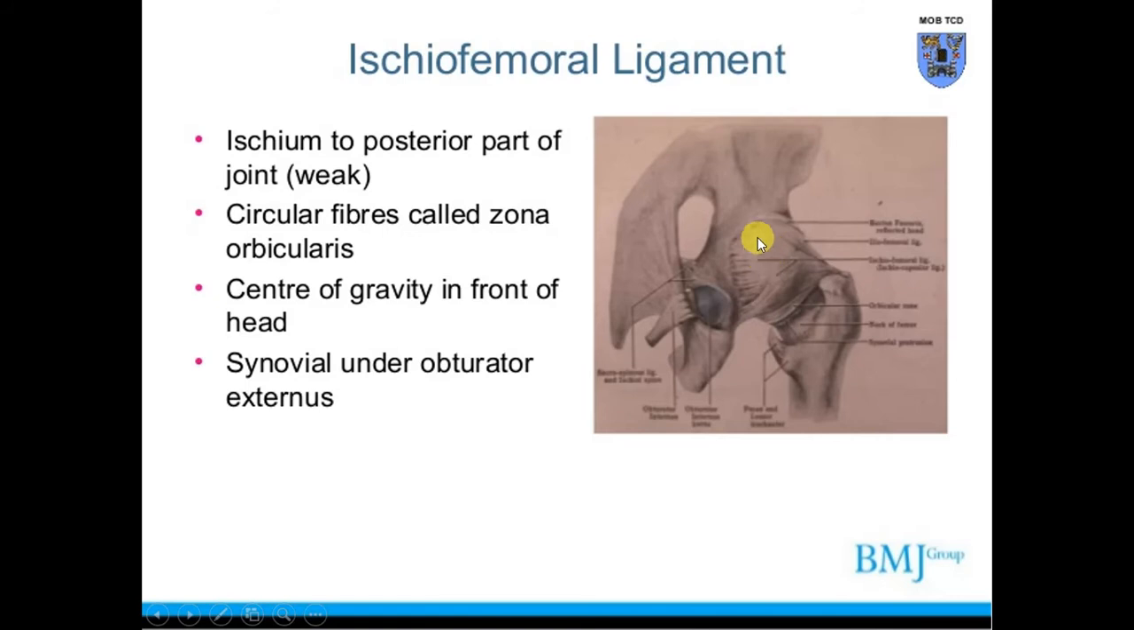Because the center of gravity is in front of the head, synovial under obturator externus. So from here, the obturator externus muscle will come to be inserted into the intertrochanteric fossa. So there will be a bursa between the obturator externus muscle. It's also a weak joint. So the strongest is the iliofemoral, then the pubofemoral, and then the ischiofemoral. It's weak. It can be seen posteriorly.